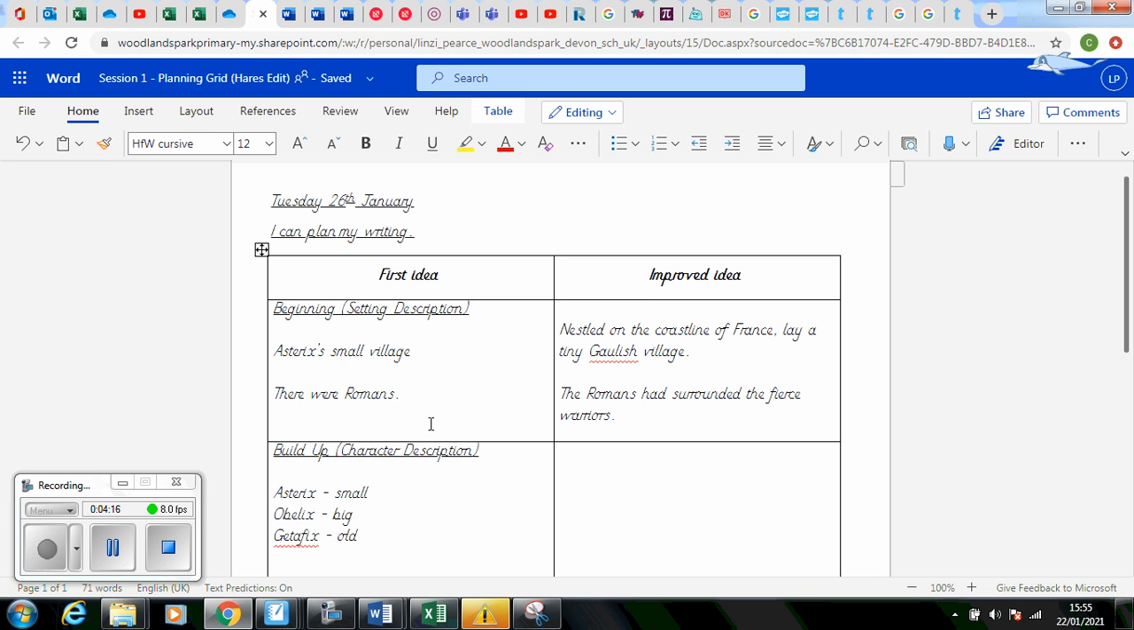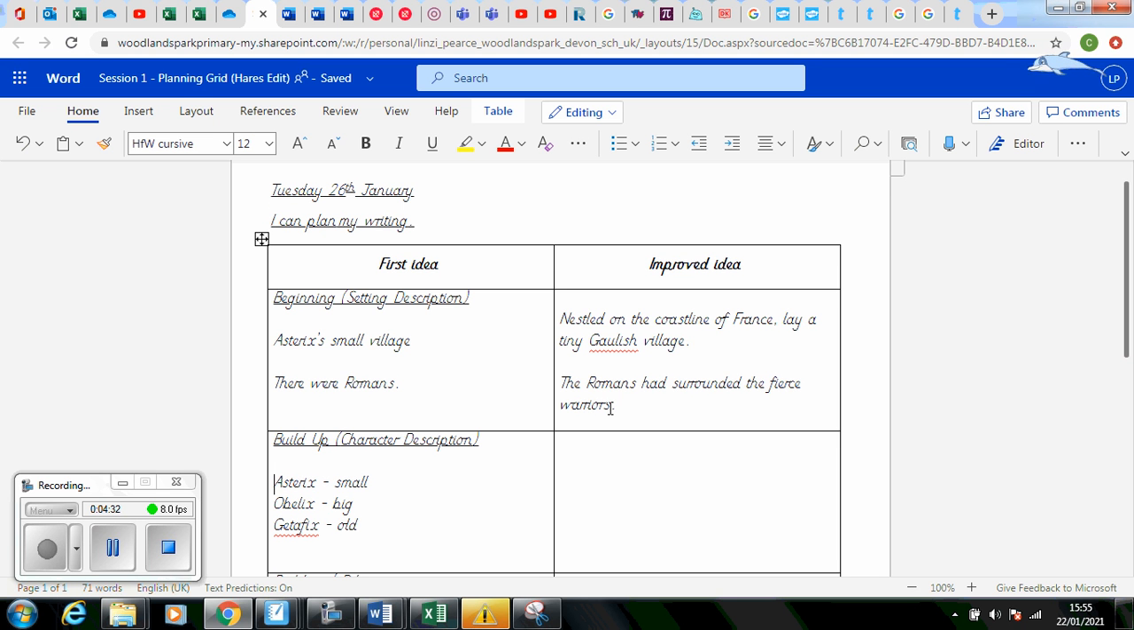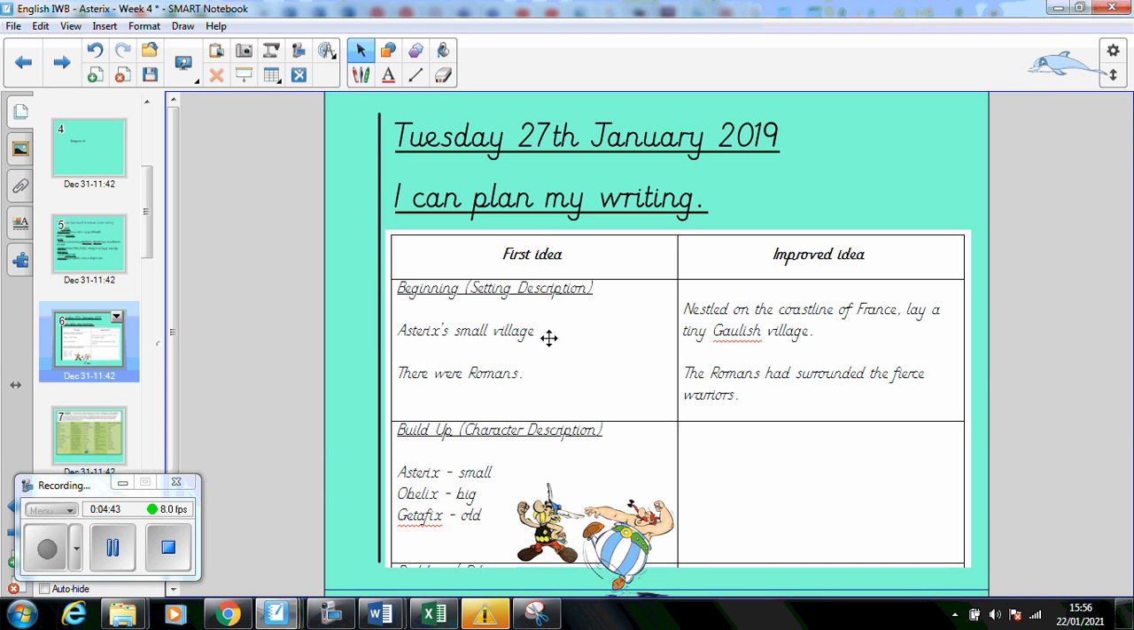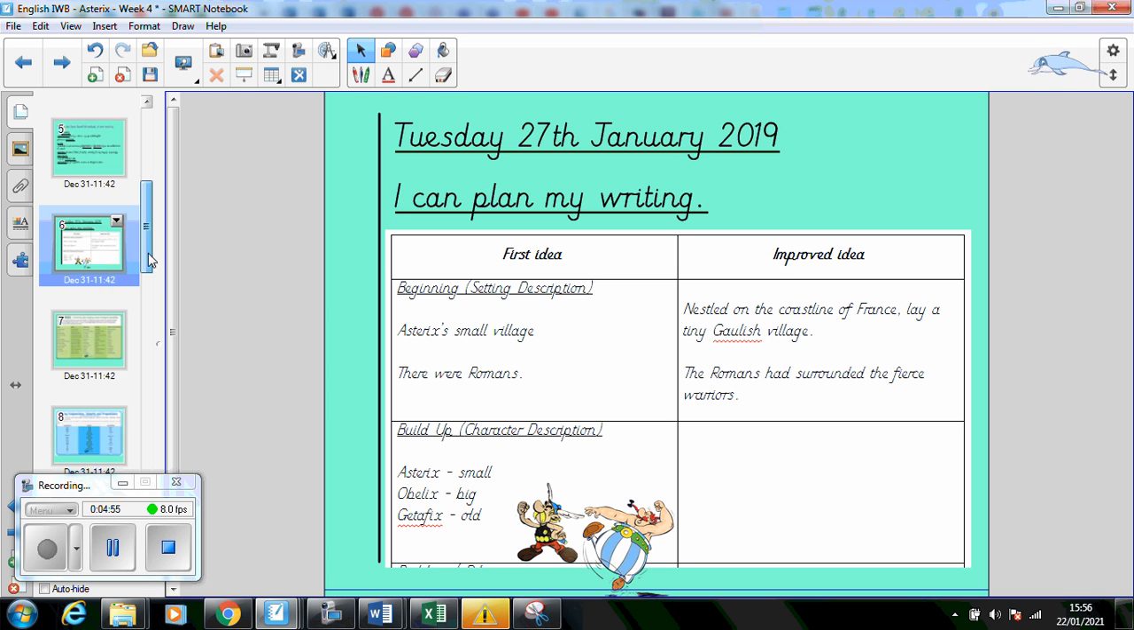Instead of saying there were Romans, I've said the Romans had surrounded the fierce warriors. I've used a preposition and I've used a nice adjective to describe that noun, which I've used instead of saying Asterix and Obelix, I've called them fierce warriors. So, you're going to plan your ideas today, and you are going to improve on your ideas today. Today is the day to get all of our best ideas on paper.